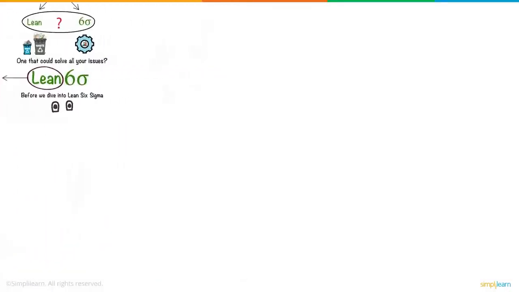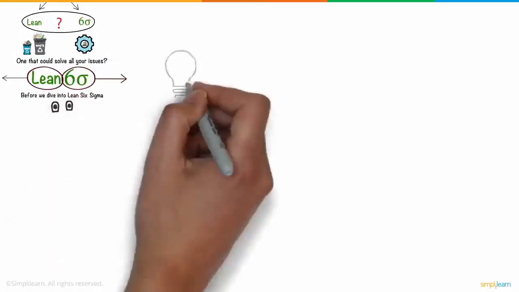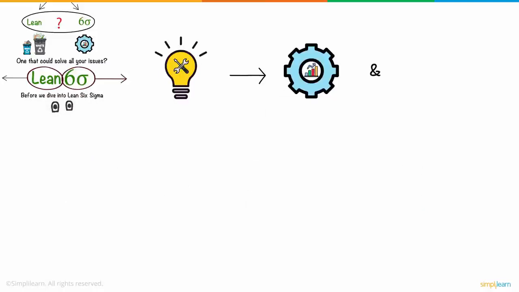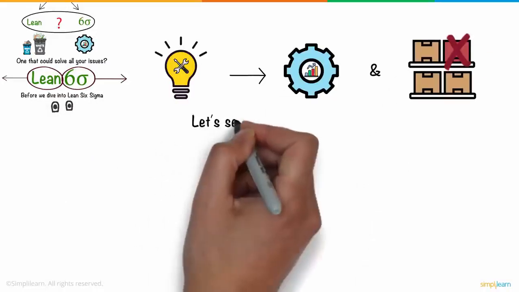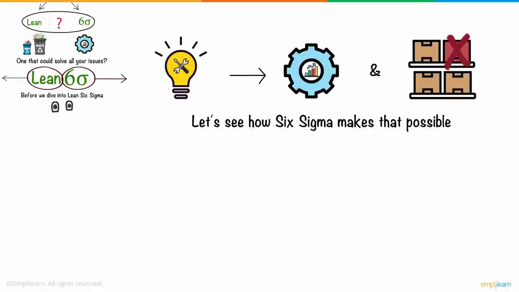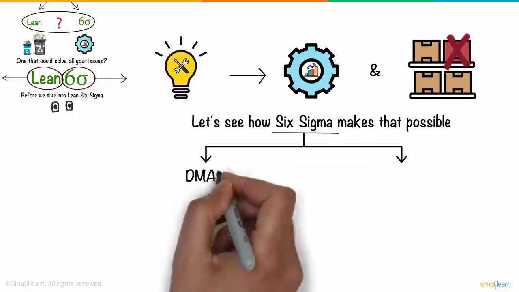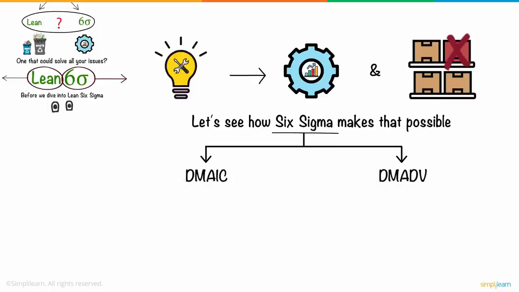For that, let's have a look at the other part of Lean Six Sigma. Six Sigma. Six Sigma is a set of tools and techniques that are used for process improvement and removing defects. Let's see how Six Sigma makes that possible. Six Sigma has two major methodologies, DMAIC and DMADV. You can learn more about these two methodologies by checking out our Six Sigma in 9 minutes video by clicking on the top right corner.